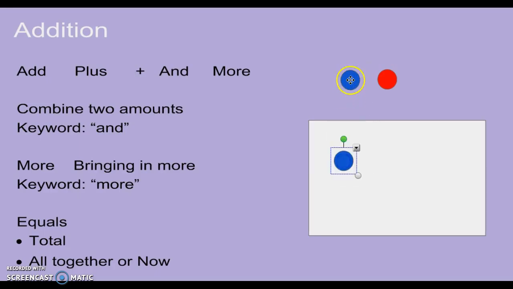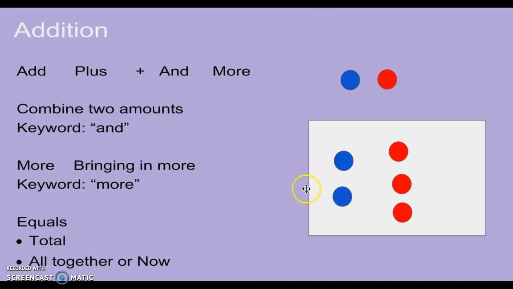I have two blue fish and I have three red fish. How many fish do I have all together? So you can see I said the word and. I have two blue fish and I have three red fish. So now I'm going to combine those two amounts to see how many I have all together.